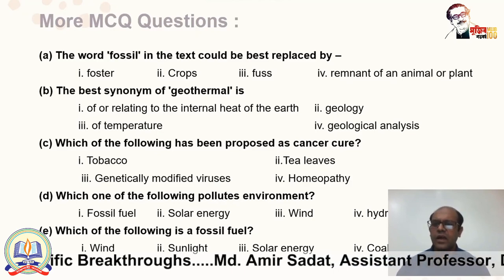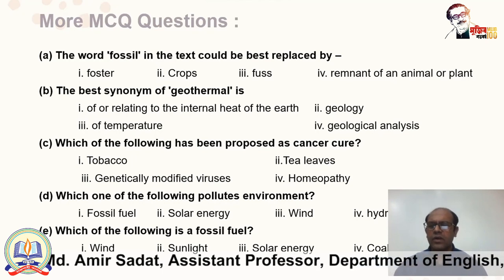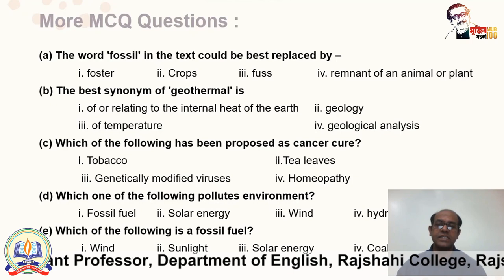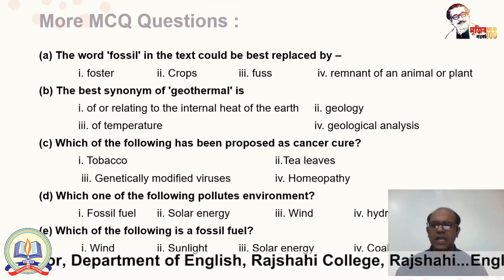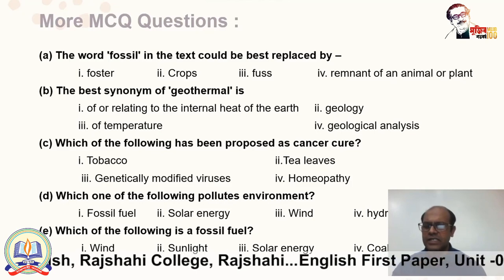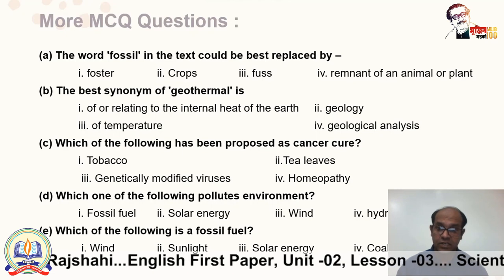Question C, which of the following has been proposed as cancer cure? Option 1, tobacco, option 2, tea leaves, option 3, genetically modified viruses, and option 4, homeopathy. Here 3 is the correct answer. Genetically modified viruses has been proposed as cancer cure.